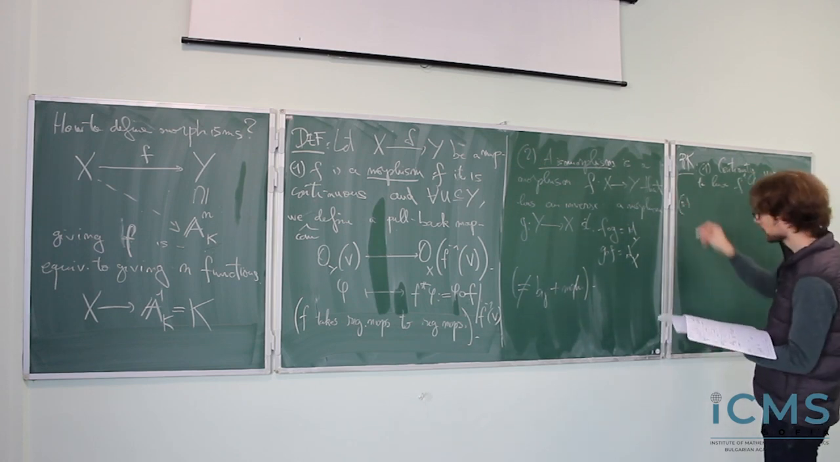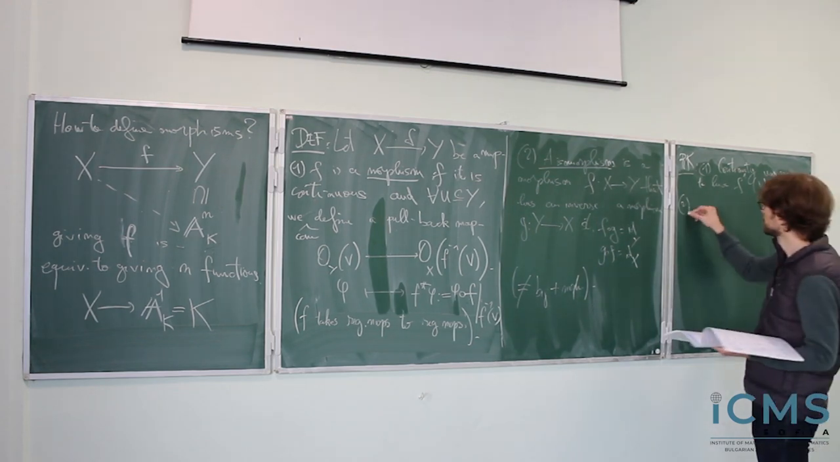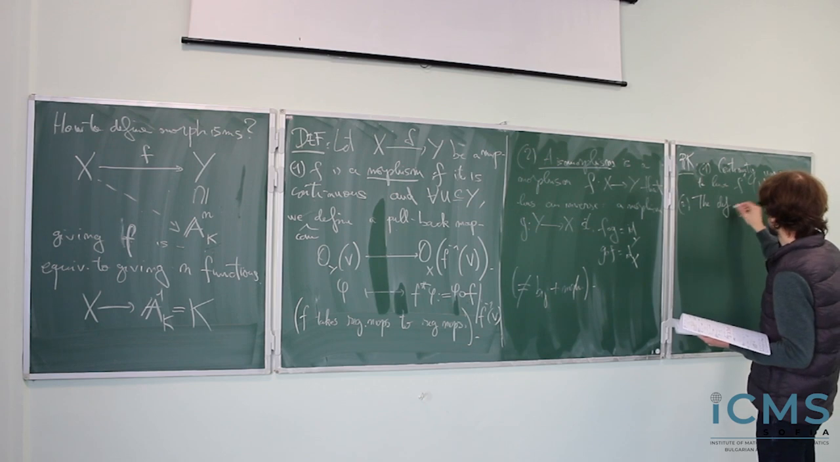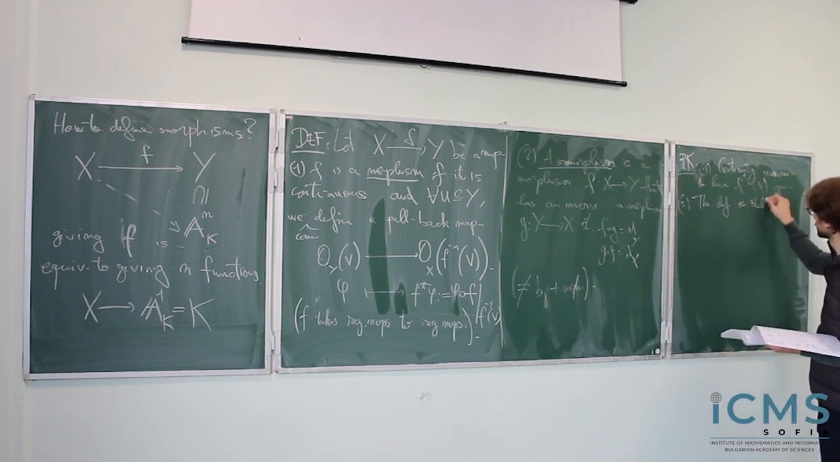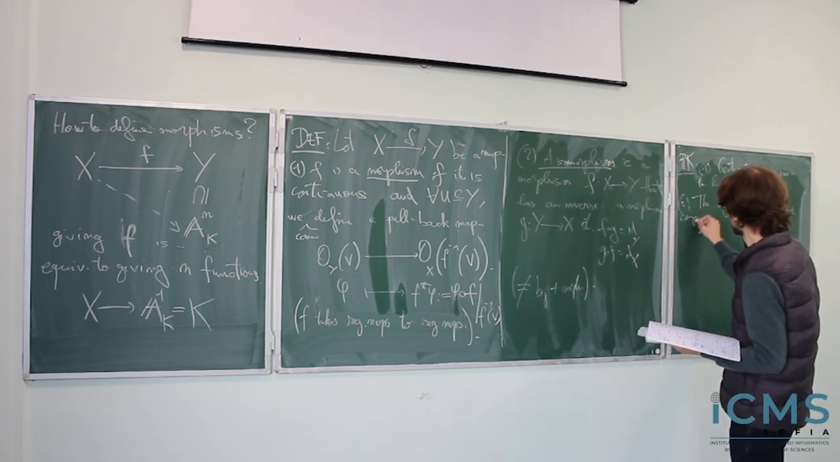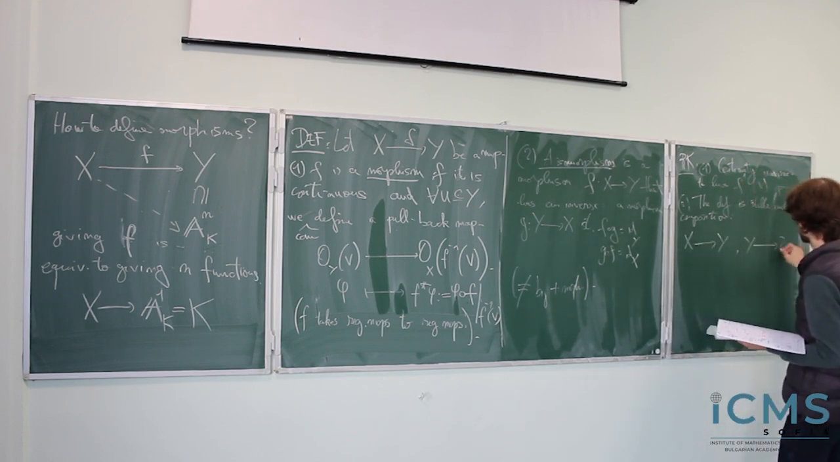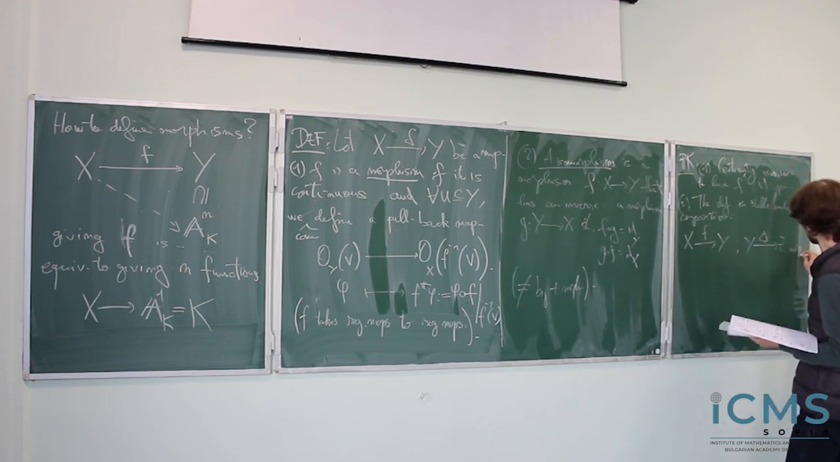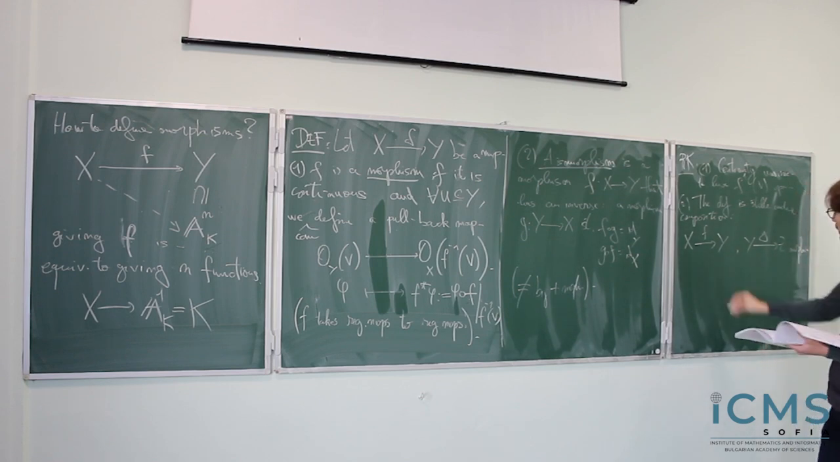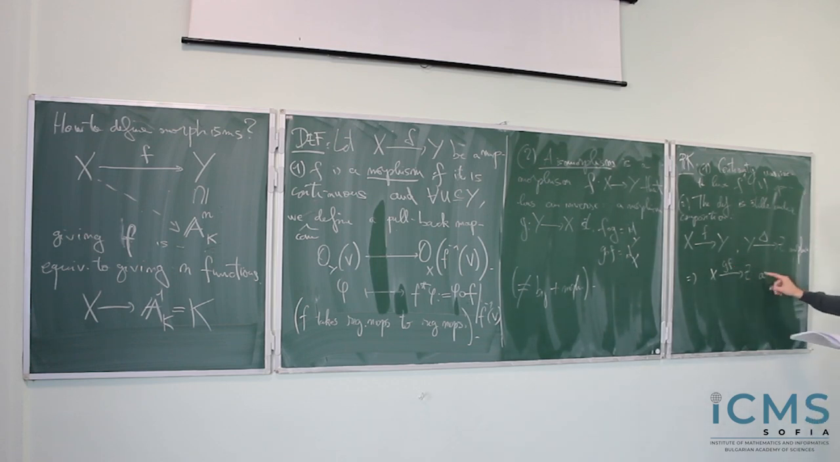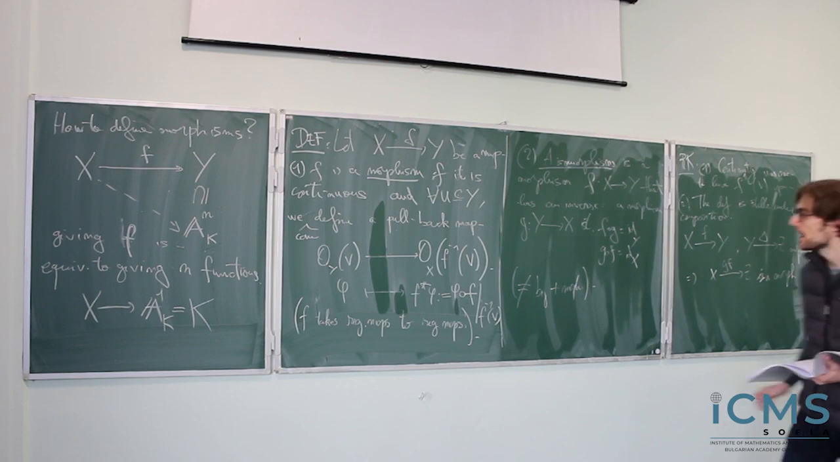The second part will be to see that the definition is compatible with composition. It is stable under composition. What does this mean? It means that if I have two maps which are composable, then the composition is also a morphism. Okay?